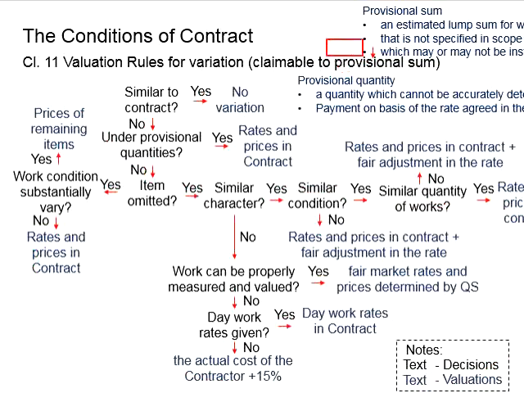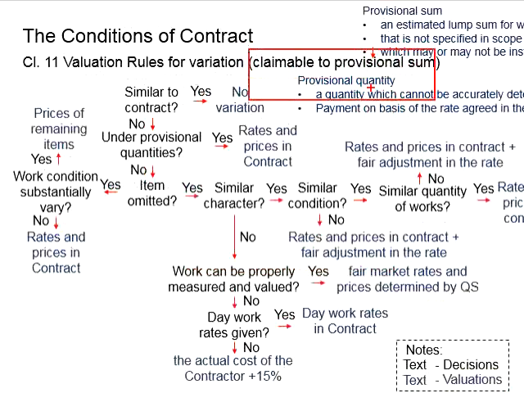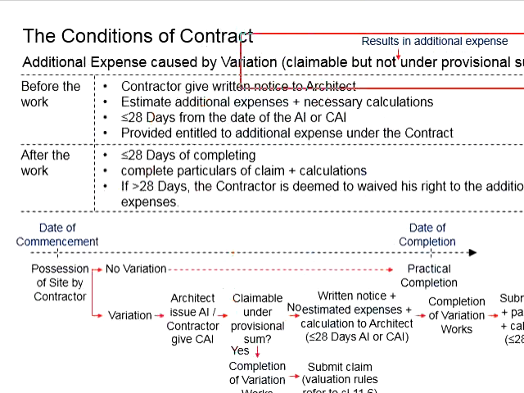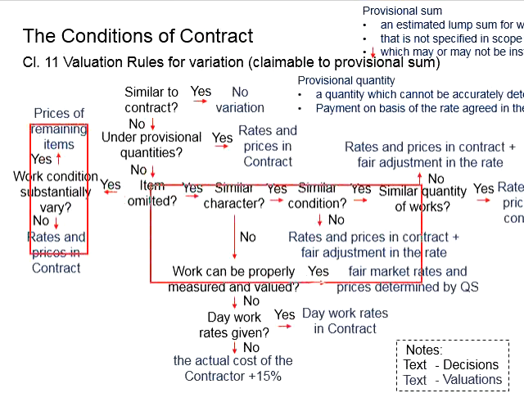And if it is not under the provisional sum, we shall straight away look into this section. Try not to confuse between this and also this. For the variations claimable under the provisional sum, we might need to check the proper scenarios to determine the relevant response in terms of the payments to the contractor.